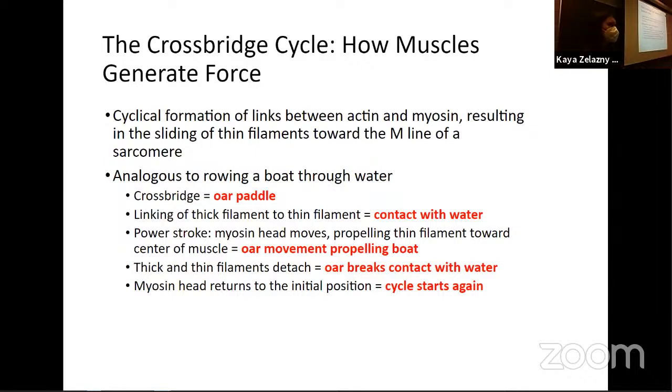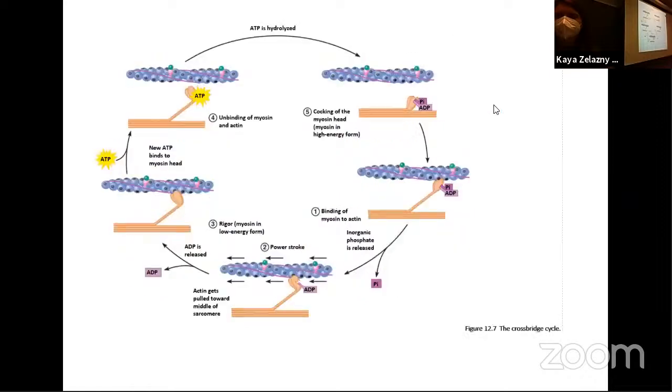Then we're going to have a step that we call the power stroke. That's when the myosin head is physically moving and propelling that thin filament, that actin, towards the center. Then when they detach, we pull our oar out of the water. We return to the initial position, ready to stroke through again, starting a new cross-bridge cycle. We're going to look at the molecules themselves, but this is why it makes that analogy. So the whole cycle is going to look like this, but we're going to go through it step by step.